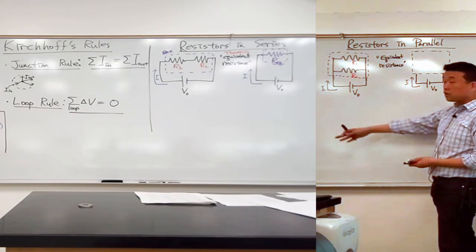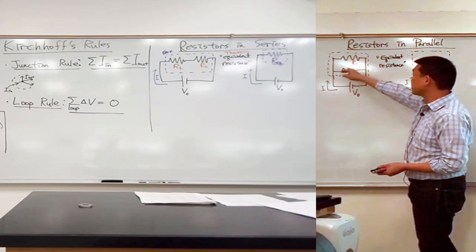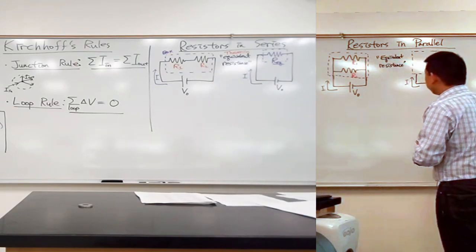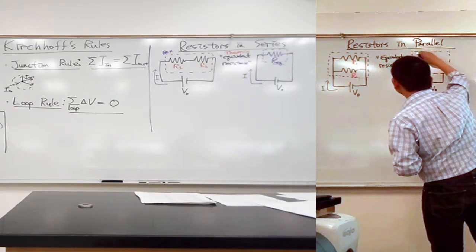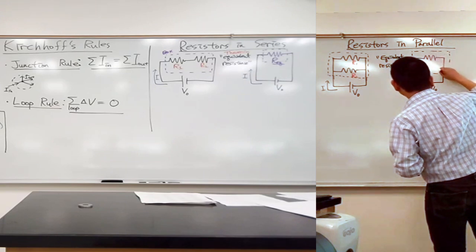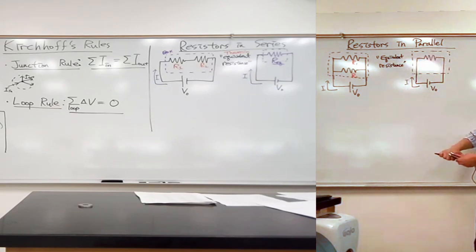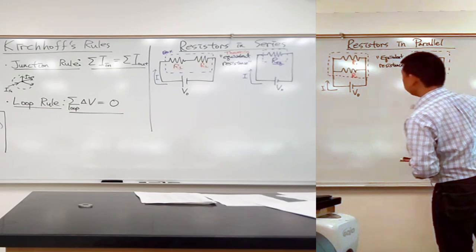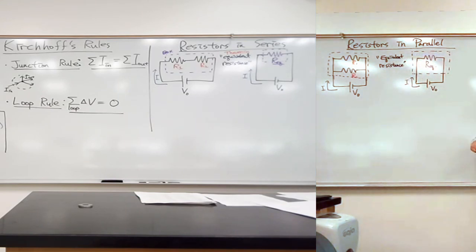And inside the box, this is what I'm going to imagine. Instead of there being some complicated arrangement of two resistors, either this or that, I'm going to say maybe there's only one resistor in there. And based on what I see, I try to deduce what that resistance is. And whatever this resistance is, that is the equivalent resistance.